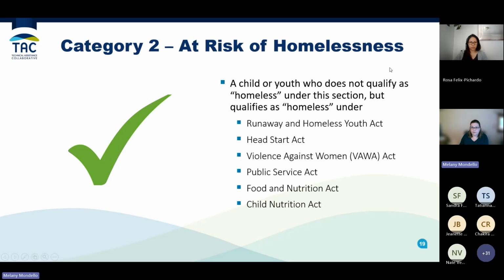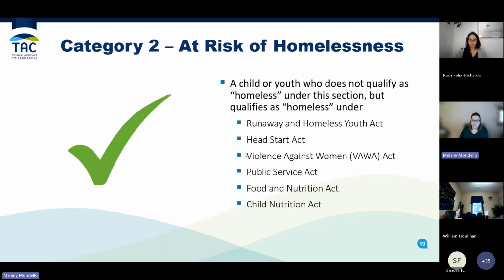Category 2 for at risk of homelessness is a youth or child who does not qualify as homeless under the section before, but qualifies as homeless under any of these acts: the Runaway and Homeless Youth Act, which you know is RYE, Head Start, the VAWA Act, Public Service Act, Food Nutrition, Child Nutrition. Unfortunately, there are a lot of different definitions of homeless in our support system. So again, depending on how you implement the project locally, anyone who is considered homeless under these definitions could also be admitted to a homeless prevention program.